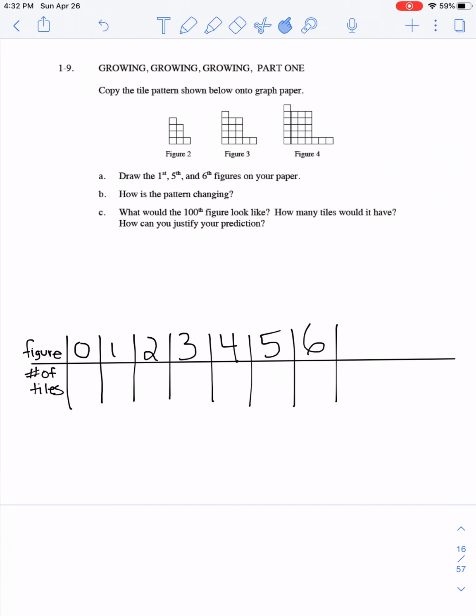All right, let's look at problem 9, growing, growing, growing, part 1. It says copy the tile pattern shown below onto graph paper. Please do not copy these patterns down. There's no need to do that.